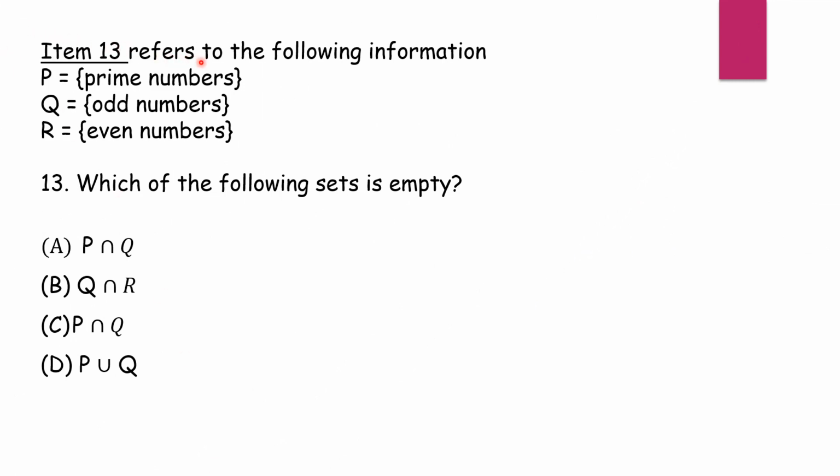Question 13 refers to the following information. This is a very popular question. I find this comes every year. P is prime numbers, Q is odd numbers, R is even numbers. Which of the following sets is empty?